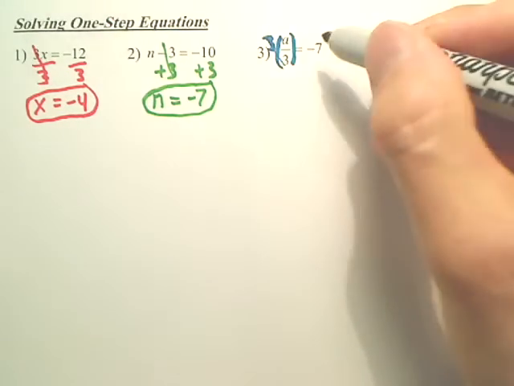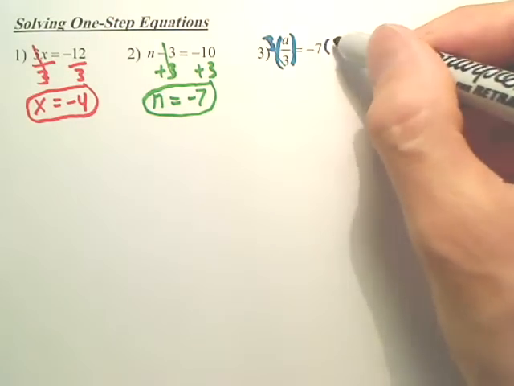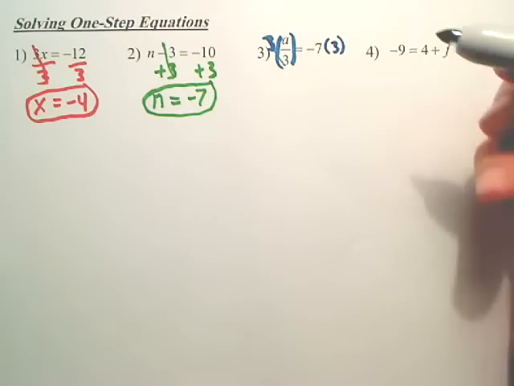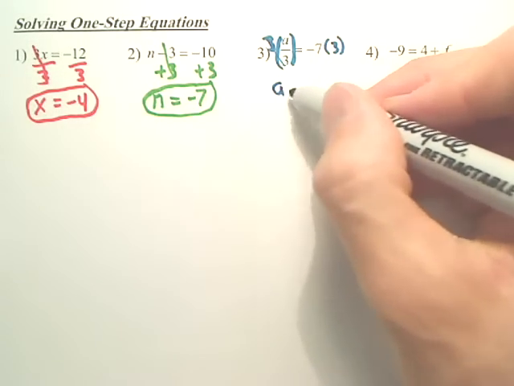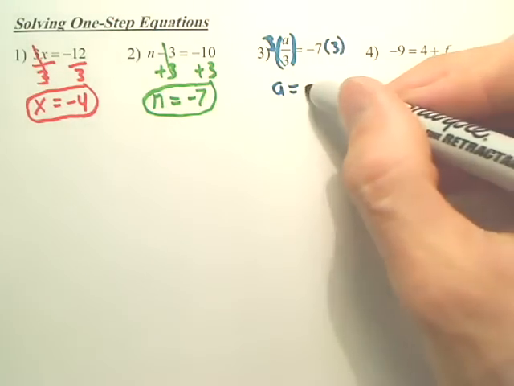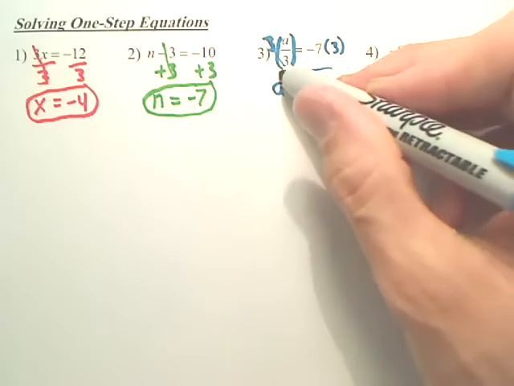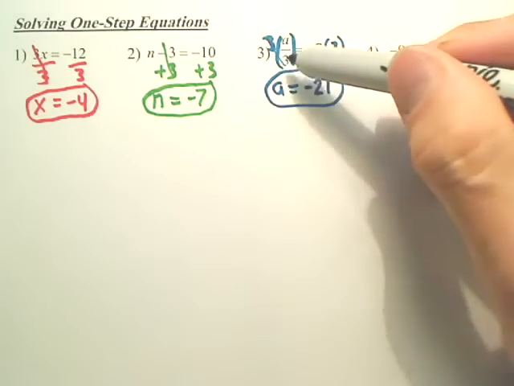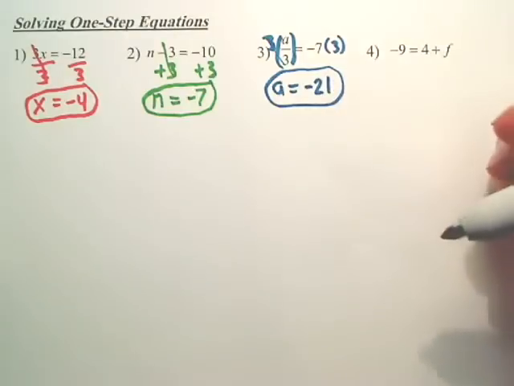Okay. That's a 3. Multiply by 3, those cancel. But I have to multiply this side by 3 too. So that cancels, leaving me a. And negative 7 times 3 is negative 21. And negative 21 divided by 3 is negative 7.